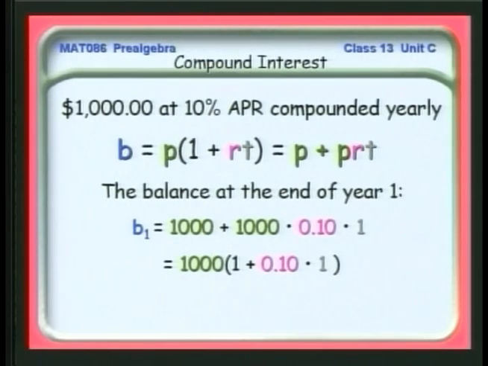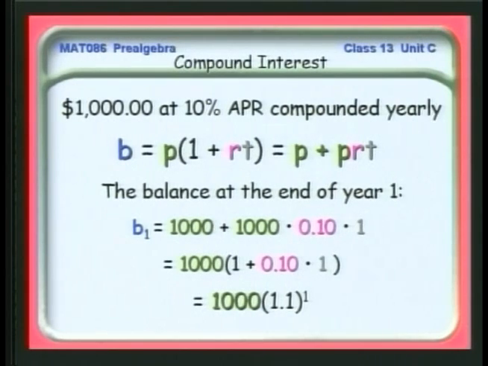Then we can factor the 1,000 out and then combine the terms in the brackets. 1 plus 0.10 times 1 is 1.1. At the end of the first year, we will have a balance of 1,000 times 1.1. That's at the end of the first year. Let's take that as the principal for the second year. We could actually work this out now and get $1,100. But we're not going to.